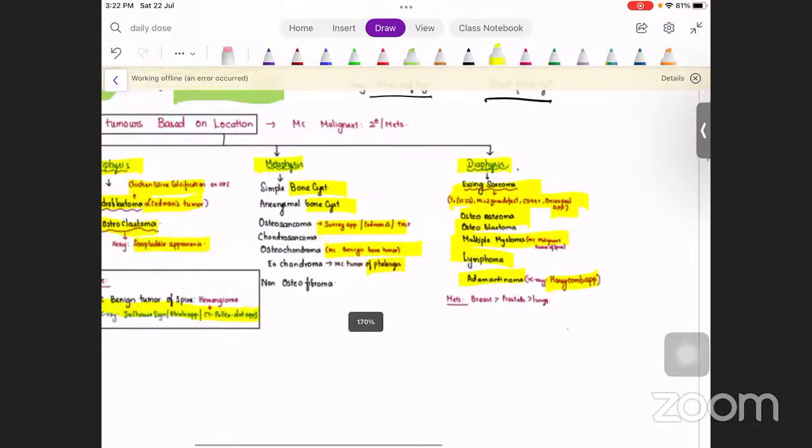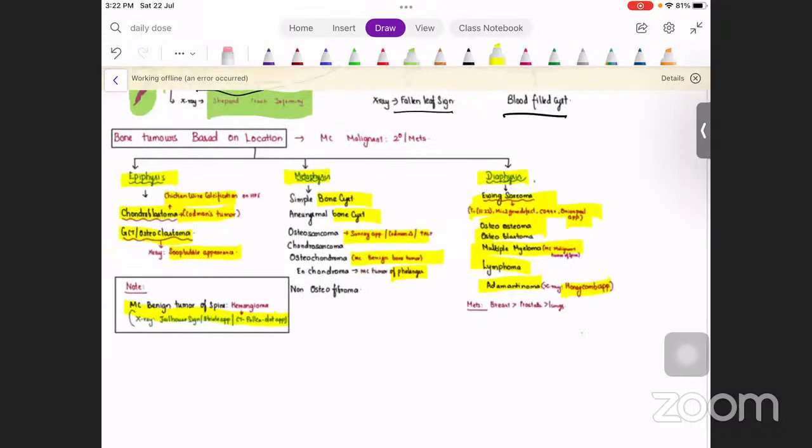onion peel appearance. So what are the tumors arising from the epiphyses, metaphyses, and diaphyses? What are their highlights? The most common benign tumor is osteochondroma; sunray appearance, Codman triangle, increased ALP. What should come into your mind? Osteosarcoma.